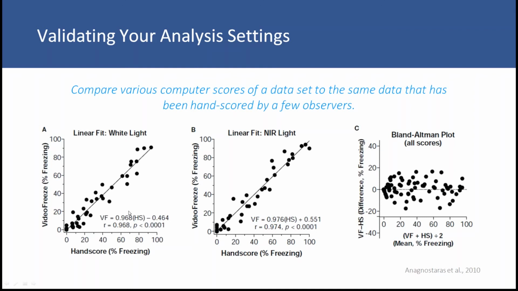The fit values are shown here in this little inset. So the slope is near 1, 0.968. The y-intercept is very close to 0, negative 0.4. And we have the correlation coefficient 0.968, which is very high. So this indicates a really good fit between the computer and the hand scores.